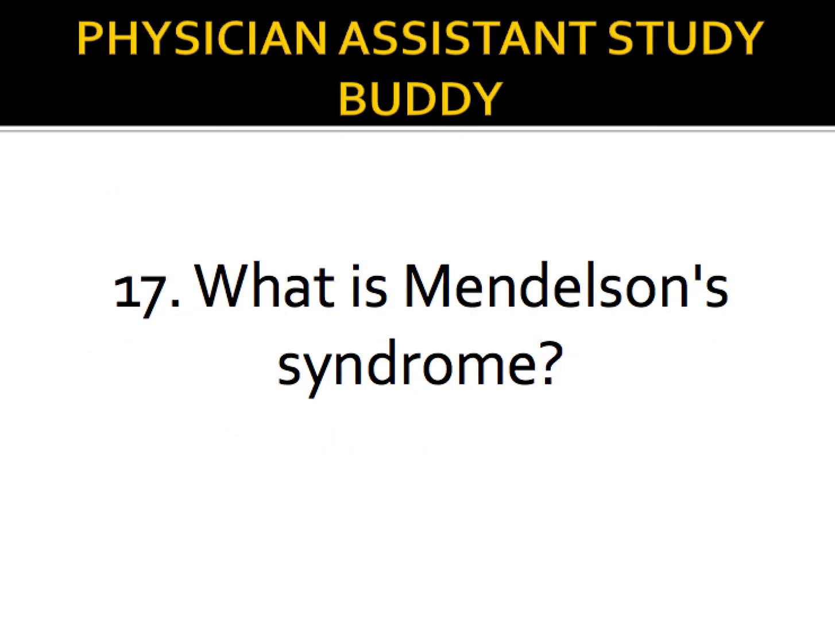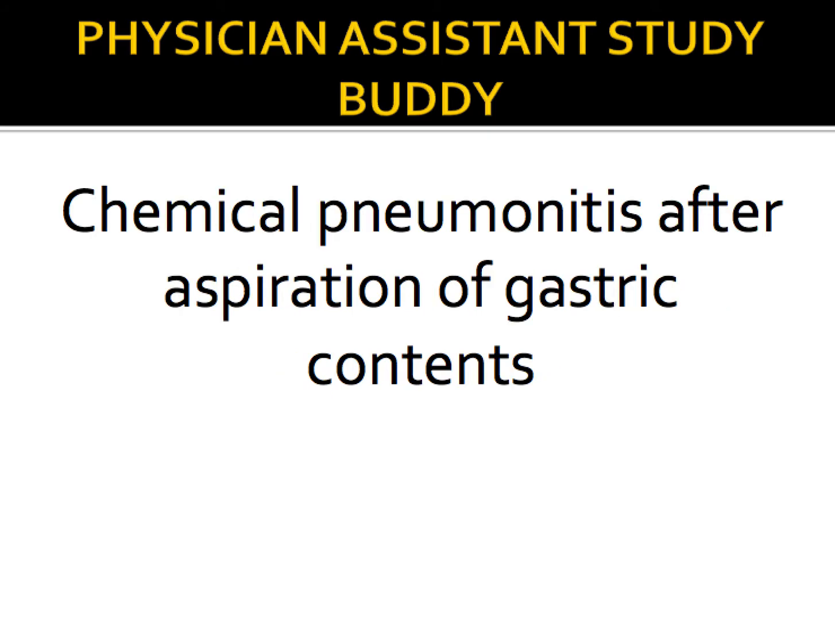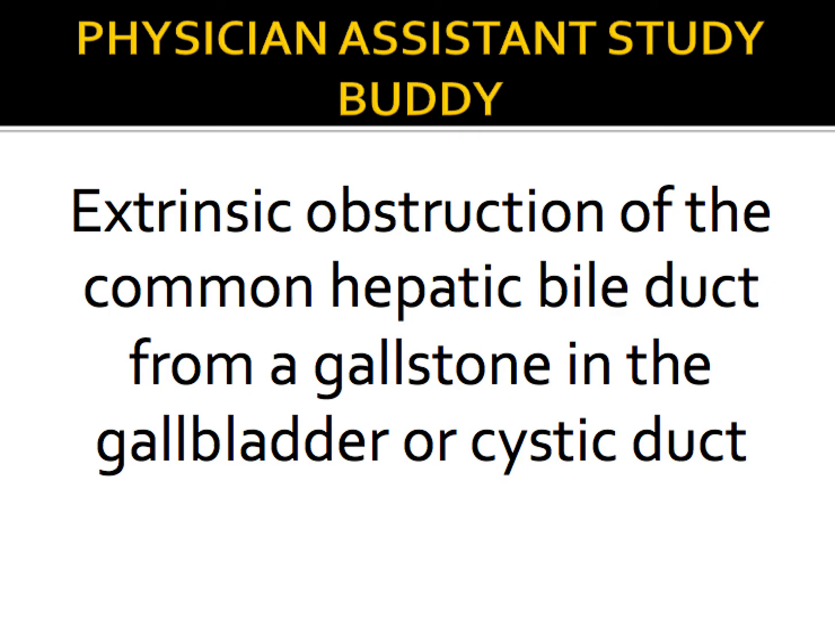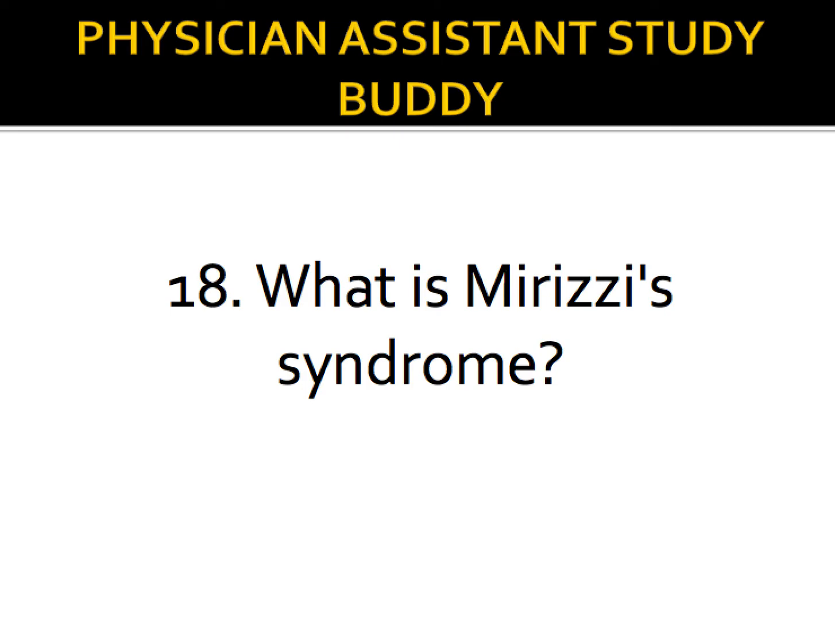What is Mendelson's syndrome? Mendelson's syndrome is a chemical pneumonitis after aspiration of the gastric contents. What is Mirizzi's syndrome? Mirizzi's, that's such a cool name. That is extrinsic obstruction of the common hepatic bile duct from a gallstone in the gallbladder or cystic duct. So they're going to tell you or show you an image, and you're going to see there's an obstruction of the common hepatic bile duct, and they may ask you what is the name of the syndrome, and you should know that is Mirizzi's syndrome.